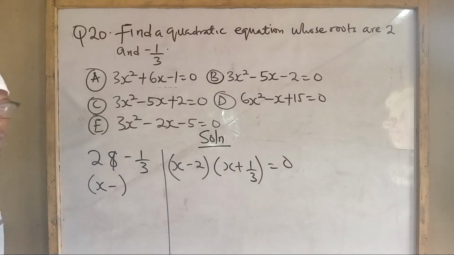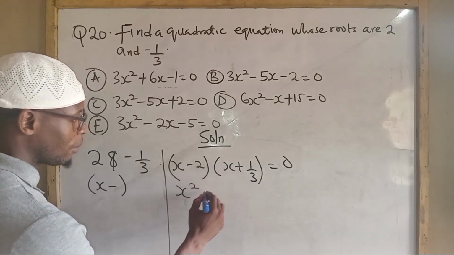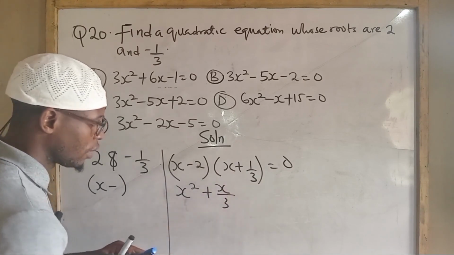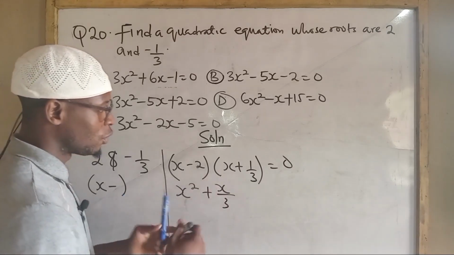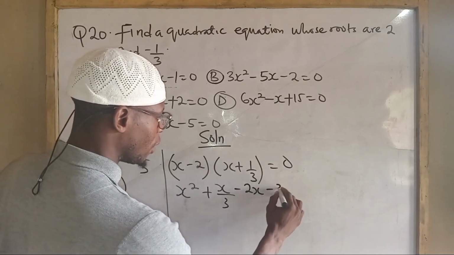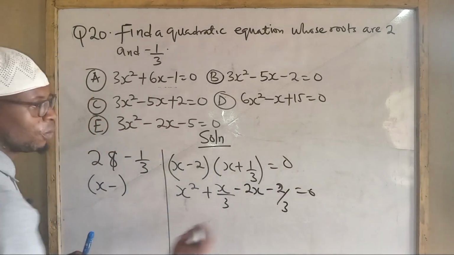So of course we expand the bracket. X multiplied by x gives x squared. X multiplied by this gives what? X over 3. Then minus 2 times x gives what? Minus 2x. Then minus 2 times 1 over 3 gives minus 2 over 3. Everything is equals to what? 0. So you can see now, we now have equation with what?